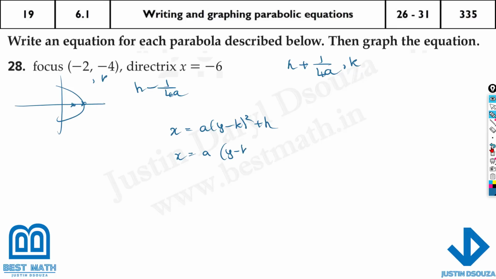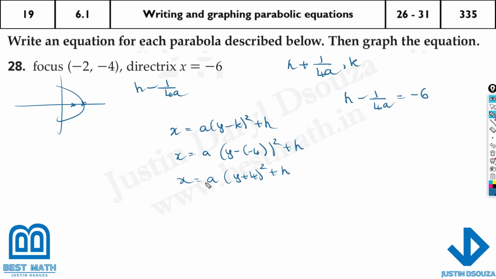So here, y minus of minus 4, whole square, plus h, which is unknown. This is (y + 4)². Only this is known. We do not know the a value and the h value. How can we find them? See here, we know the directrix, which is -6. So let me equate that: h - 1/(4a) = -6, whereas h + 1/(4a) is -4. What I need is h, isn't it? So I will rearrange and take this to the other side.